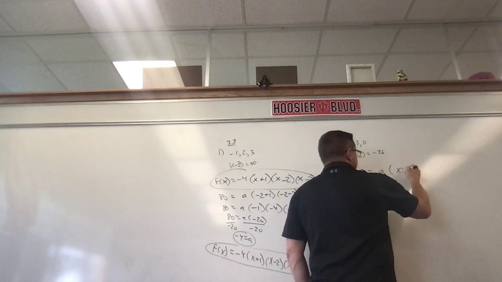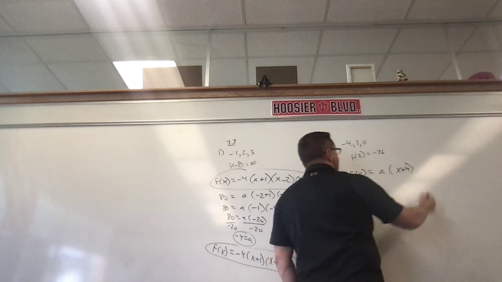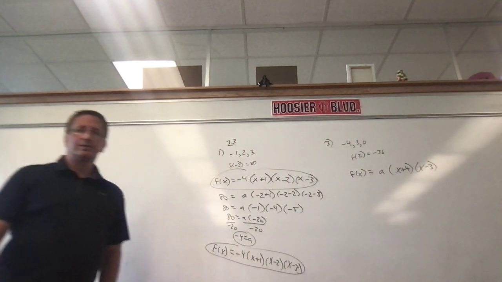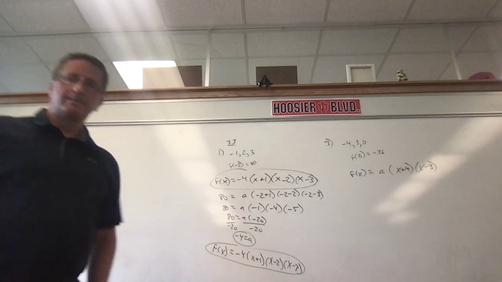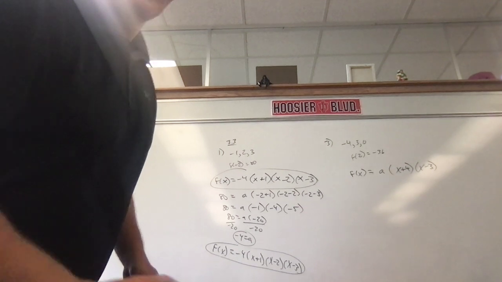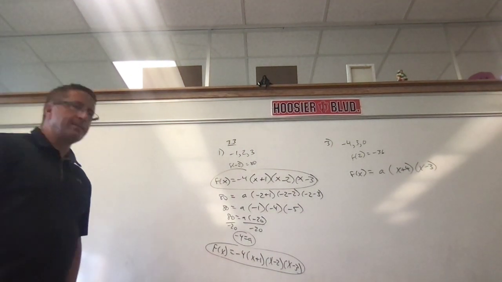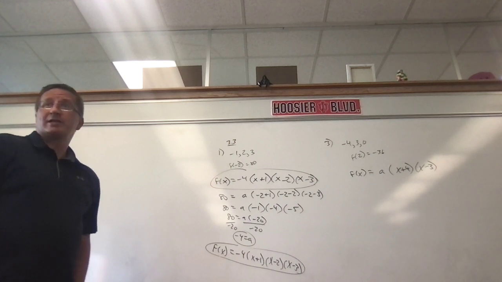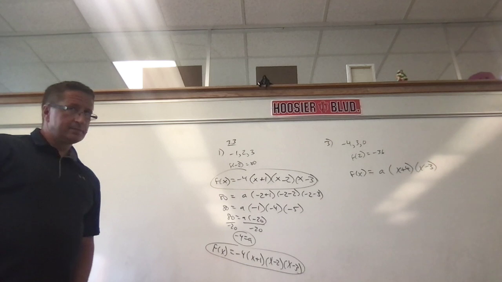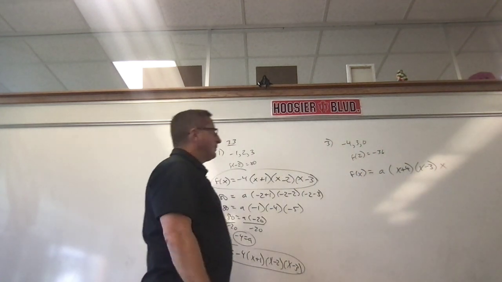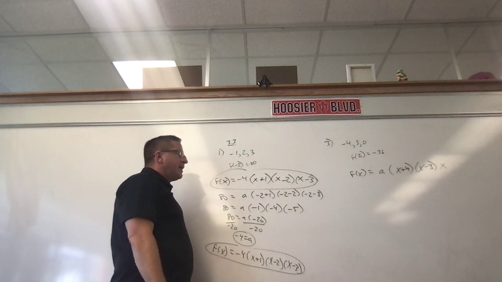-4 is a 0, so x plus 4 is a factor. 3 is a 0, so x minus 3 is a factor. If 0 is a 0, what do I put down? Well, I gotta put something. X plus 0 or x minus 0? Either, it doesn't matter. What's x plus 0? X. What's x minus 0? So we could just say x.